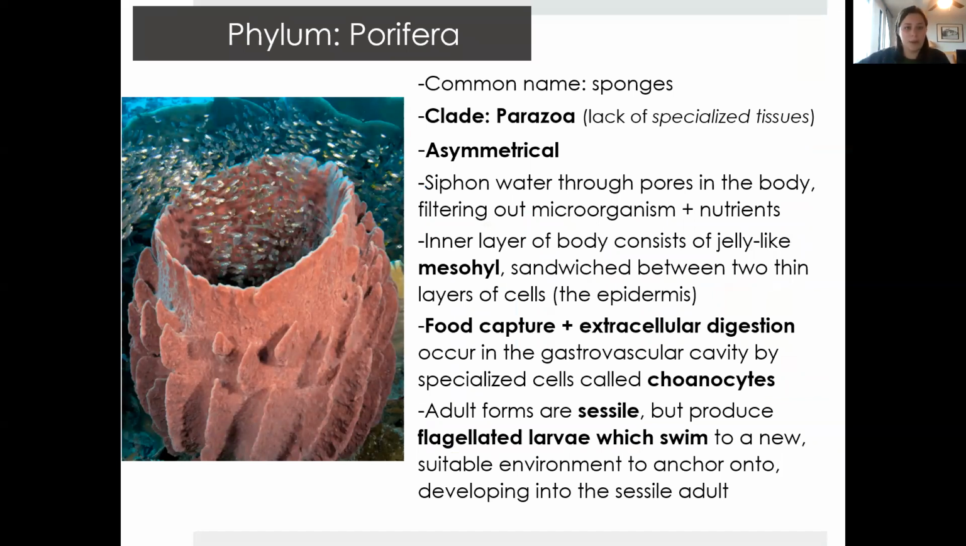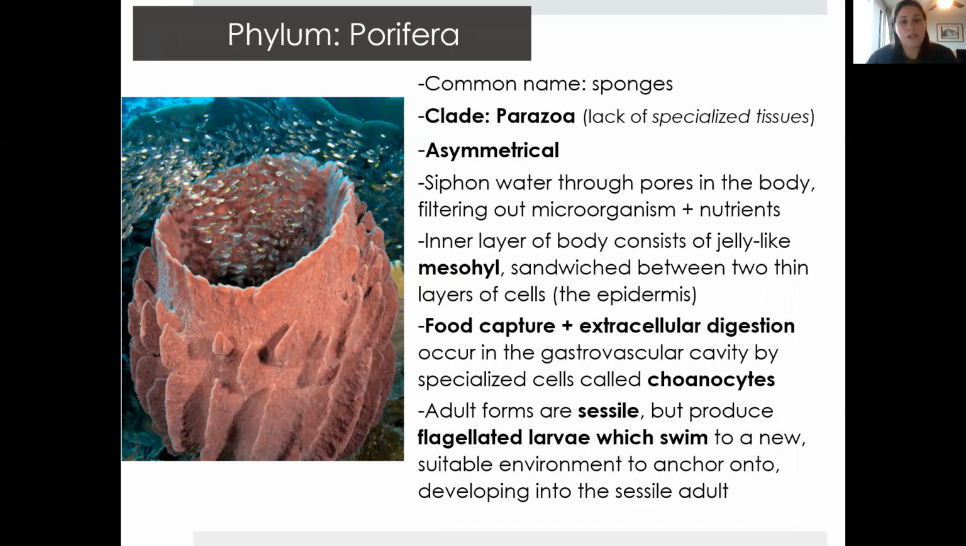So here, a little bit more. So the phylum Porifera, and then the clade Parazoa, so saying that we lack specialized tissues. So these are going to be asymmetrical, and I know this picture kind of throws you off a little bit, but this is asymmetrical, and that's just another distinctive morphological feature.